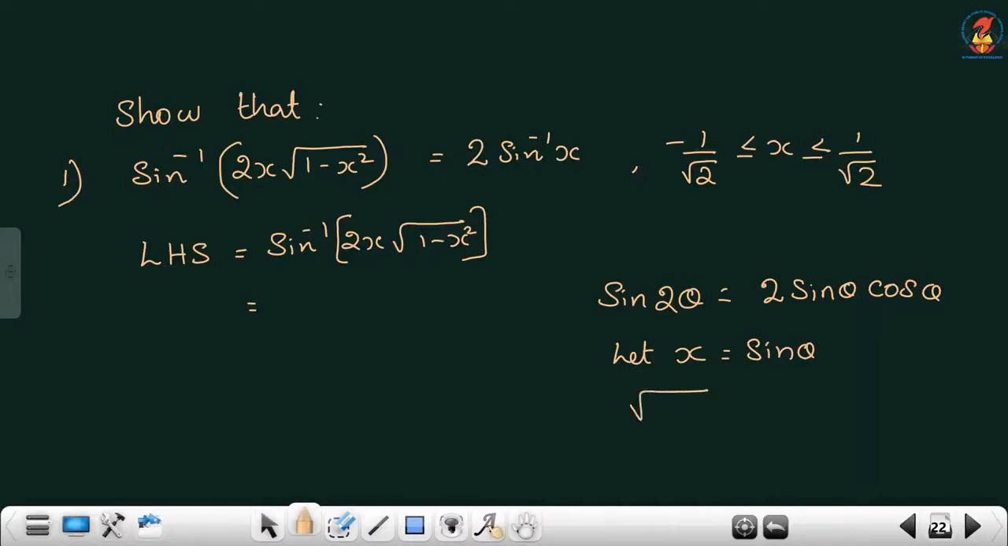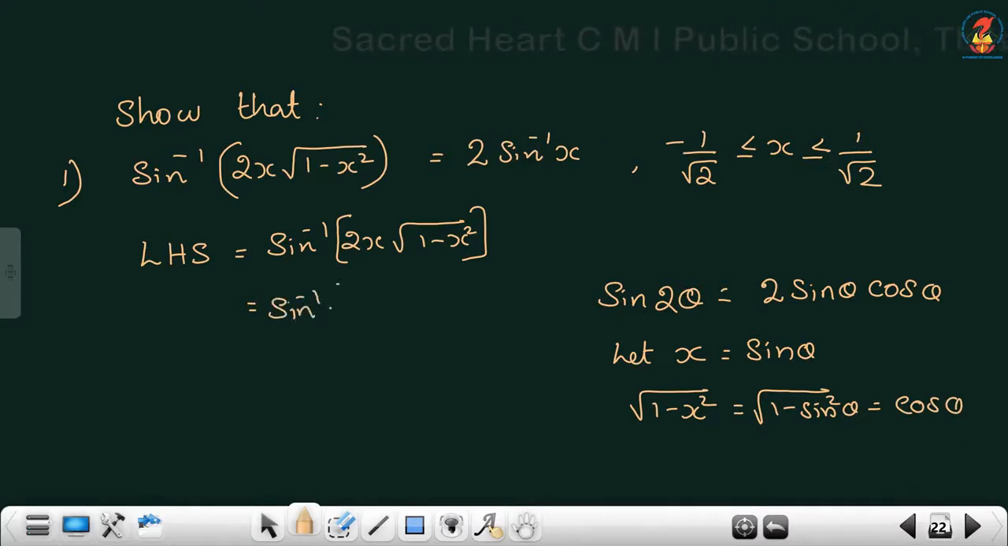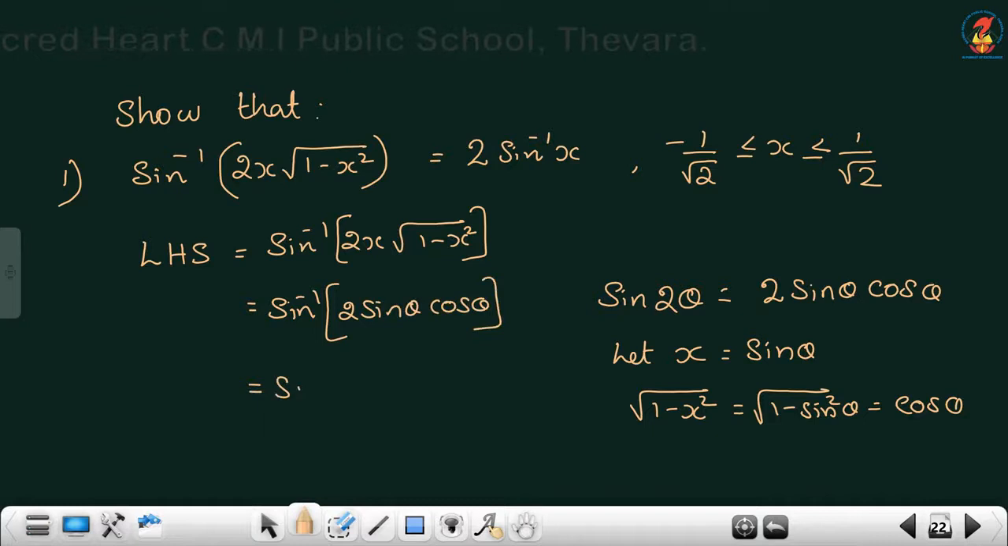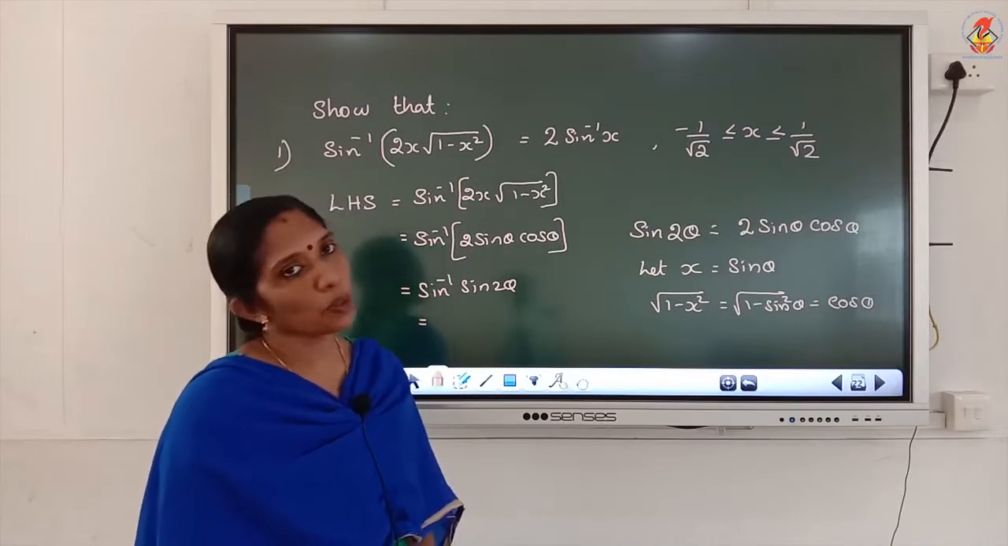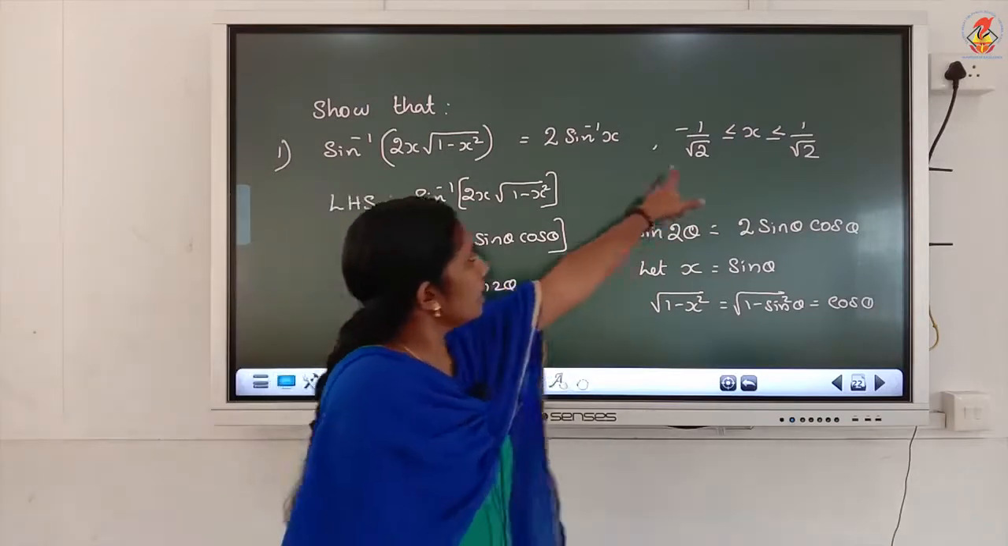So what is root of 1 minus x square? That is root of 1 minus sine square theta, that is root of cos square theta, that is equal to cos theta. So this bracket becomes sine inverse of 2 sine theta cos theta, that is same as sine 2 theta. So we can write 2 theta, if this 2 theta belongs to the closed interval minus pi by 2, pi by 2.